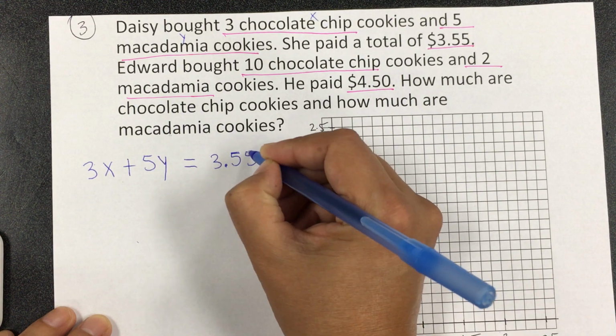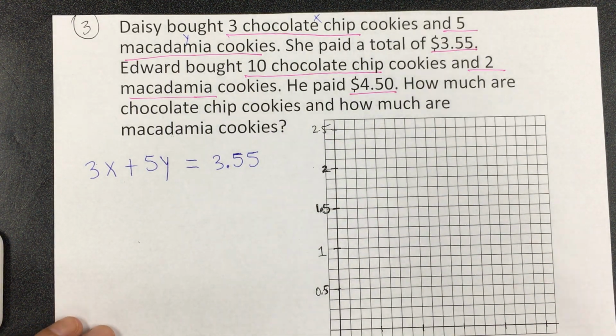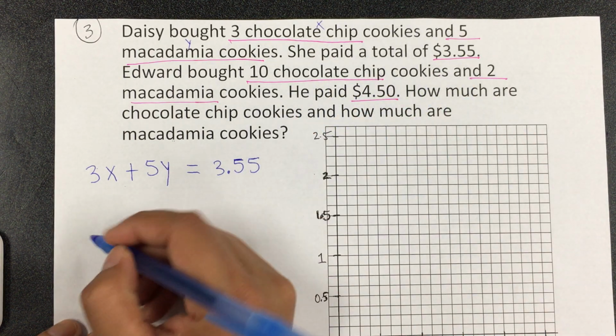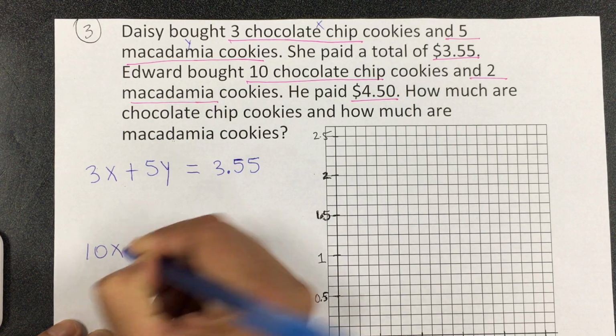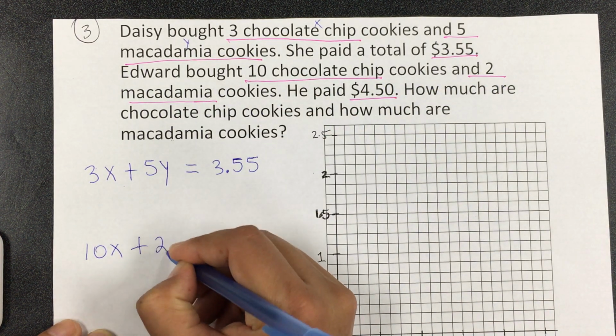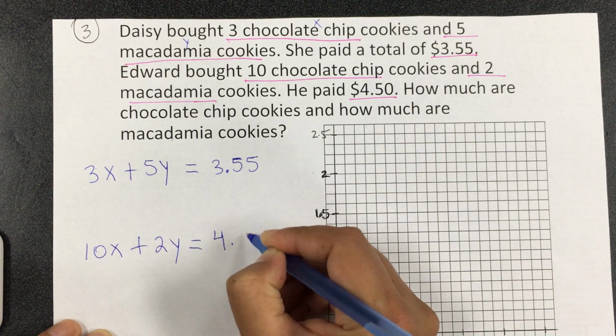You can still do it by hand. Maybe I'll do one by hand, but the rest I recommend using a calculator. The next one is 10 chocolate chip cookies plus 2 macadamia, and he paid $4.50.